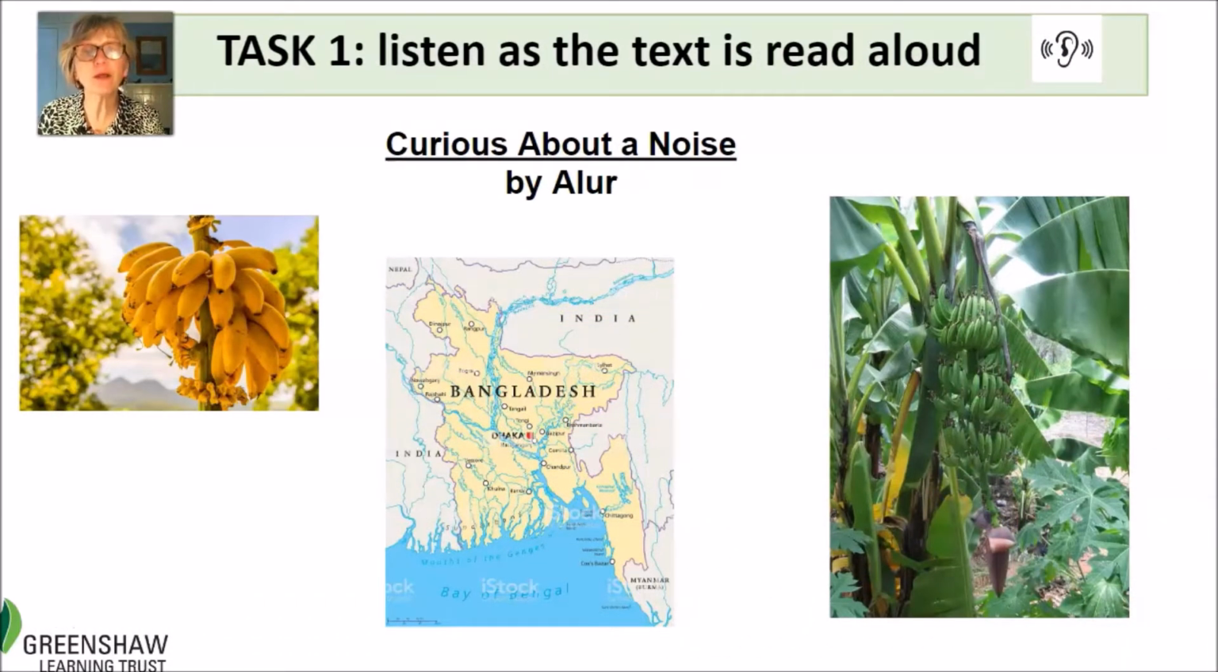Curious About a Noise by Allure. One day, when I was in Bangladesh, I smelt a nice smell. The nice smell came from a banana tree. There were some bananas on the tree. They were all ripe. I picked some bananas and I started to walk home. Then I heard a noise. I was curious. I wanted to know what the noise was. I went to look. Someone was cutting down a tree. I went near the tree. Someone shouted, "Move, move!" But I didn't hear him and I didn't move. The tree fell on me. Some men moved the tree and they took me to hospital. My right hand was broken. My cousin came to the hospital and gave me a banana. I ate the banana. It was nice.